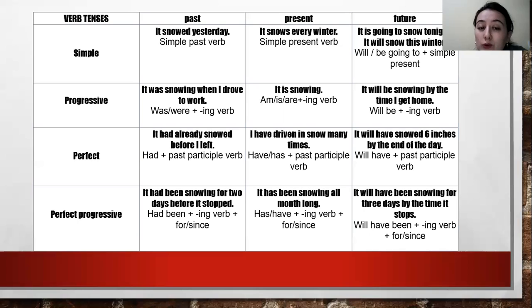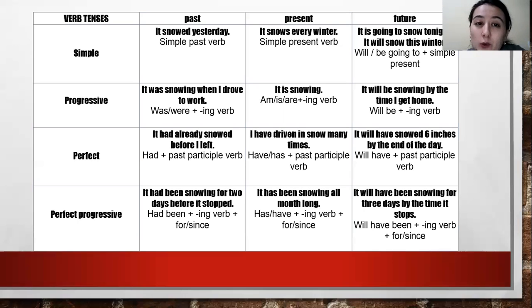Yes, and of course the forms are different. For past progressive, we need the past form of to be, then the present form of to be, and will plus be in the future progressive. Past perfect, the form is had plus past participle, yes? Present perfect is have or has plus past participle, and future perfect is will have and past participle. We shouldn't forget about will also.